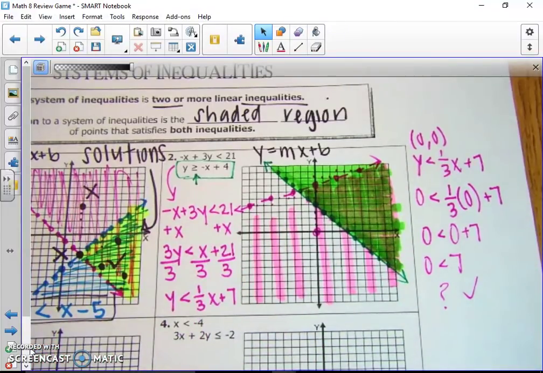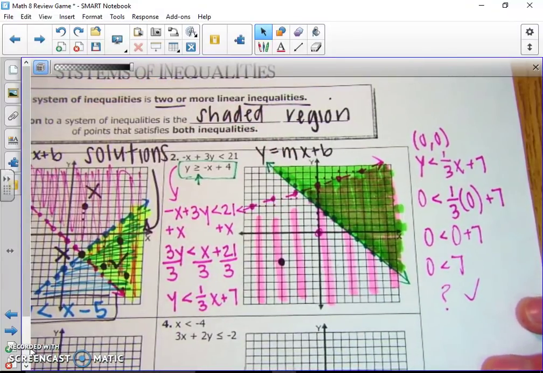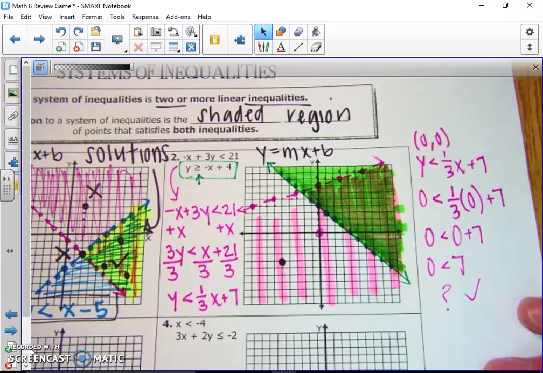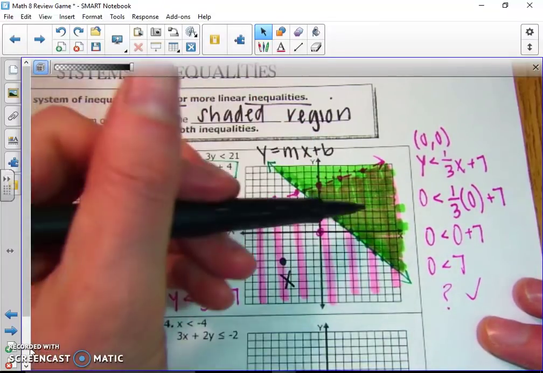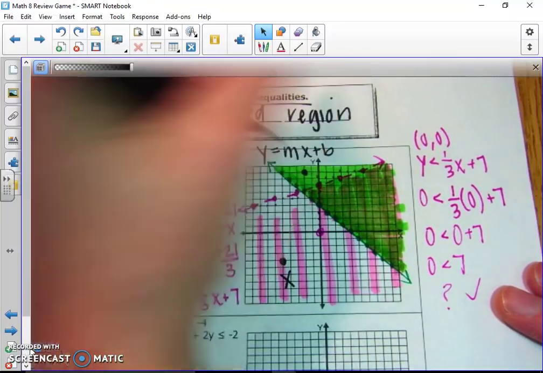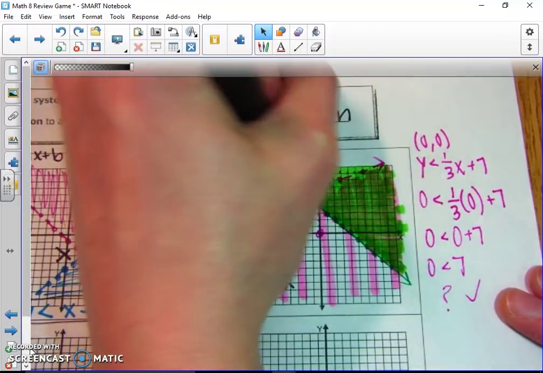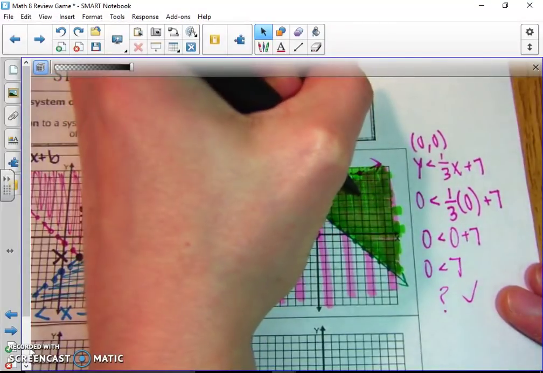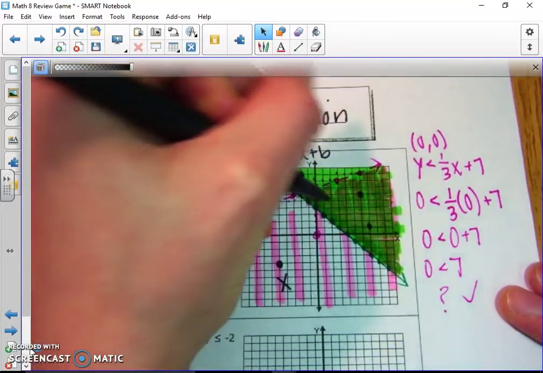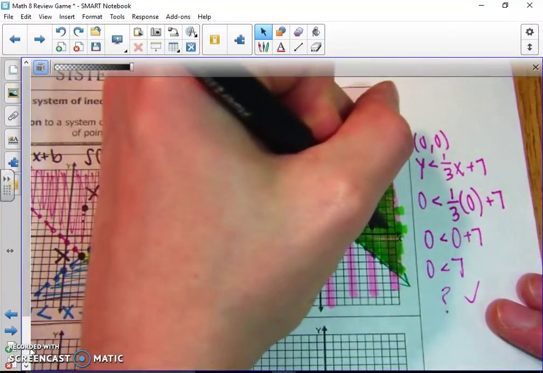All right, so let's talk about some solutions. What if I plotted a point here? Would that be a solution to our inequality? No, because it doesn't lie in the overlapping area. How about here? Does that lie in the overlapping shaded region? No, so that's not a solution. But if we put any points in here, here, here, anything that's in that overlapping region, yes, those are all solutions.